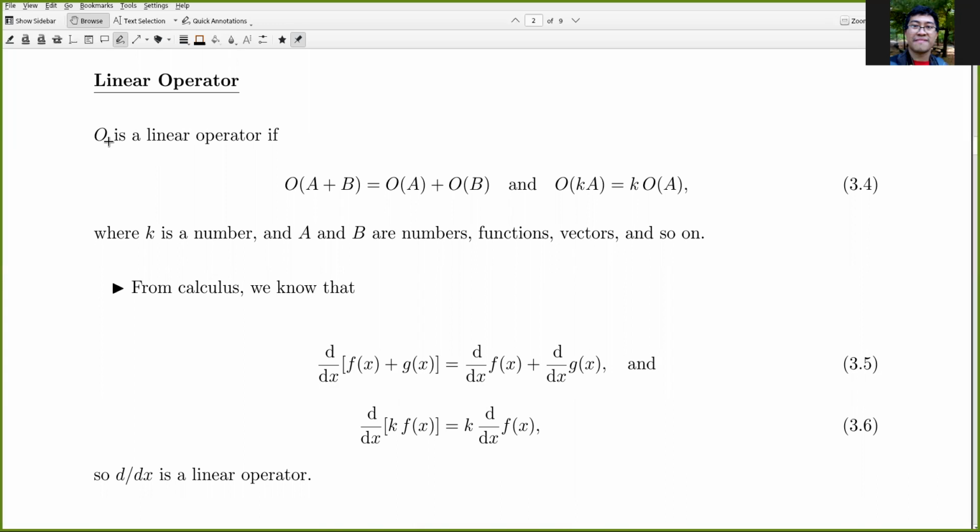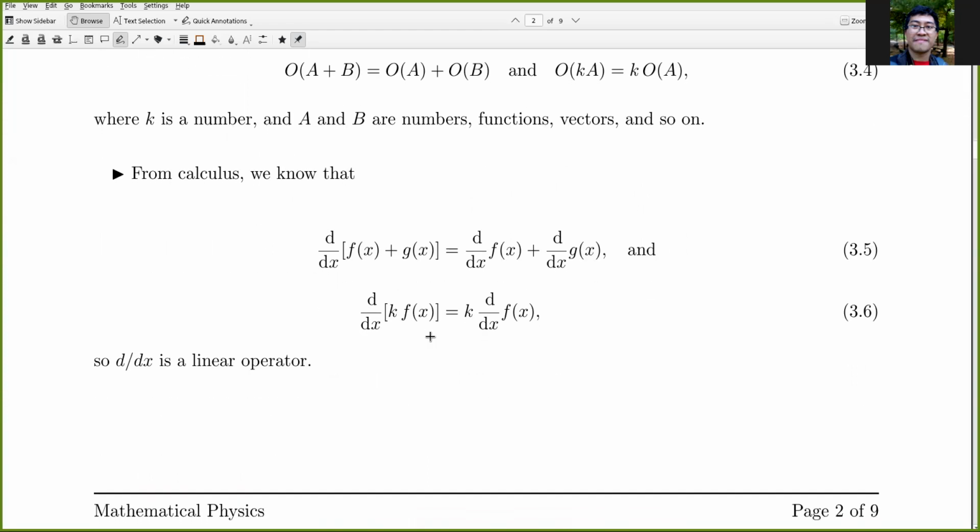Suppose we have an operator O. It is linear if it follows these conditions. O operating on an object A plus B is O operating on A plus O operating on B. Also, O operating on kA, where k is a number, and A and B are also numbers or functions, vectors, and so on, is just equal to k times O operating on A.